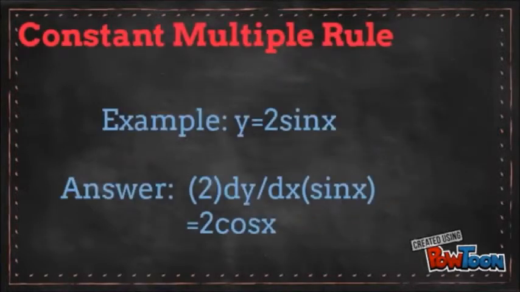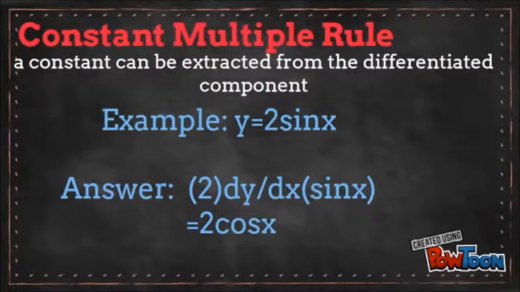The constant multiple rule, where a constant can be extracted from the differentiated component. An example would be that when y equals 2 sine x, 2 can be removed when the function is being differentiated, so it becomes 2 times dy dx of sine x. The answer would be 2 cos x.